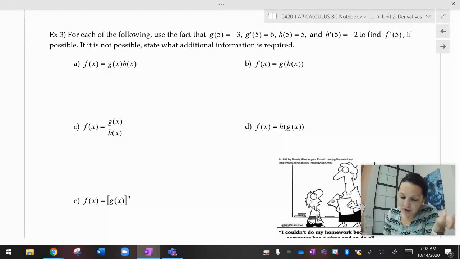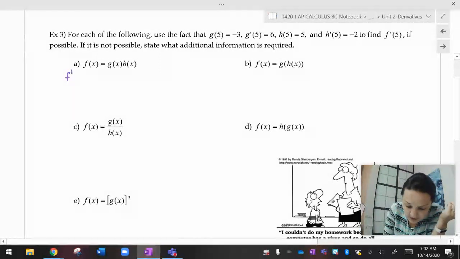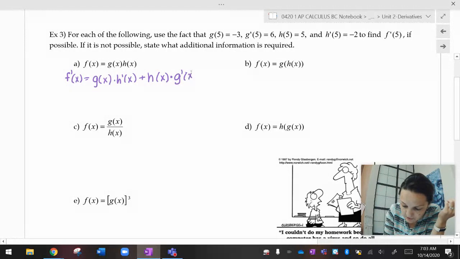It says for each of the following, find f prime. All right, so f is g times h. Well, that's a product rule. So for this, I would know f prime of x is the first times the derivative of the second plus the second times the derivative of the first. So there's my derivative for f.